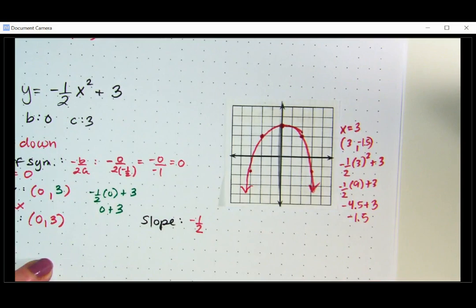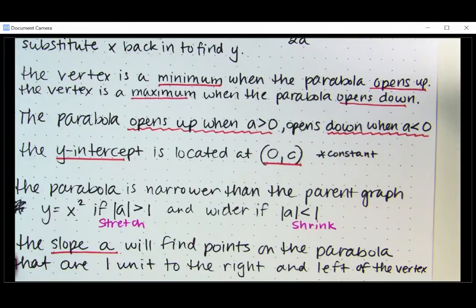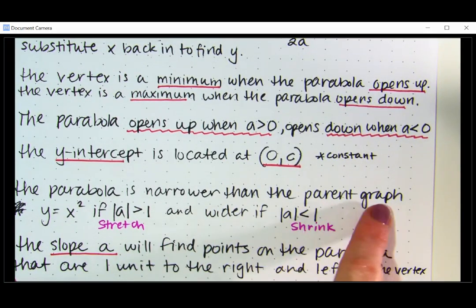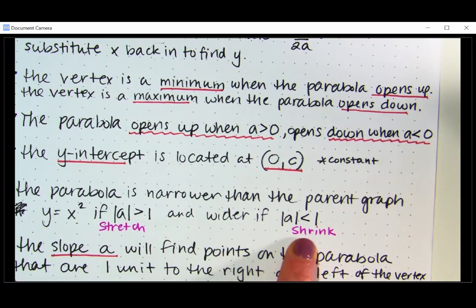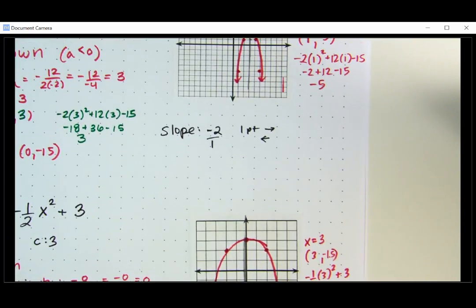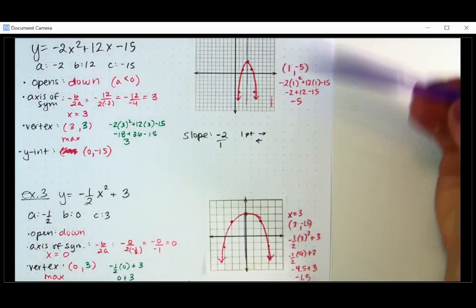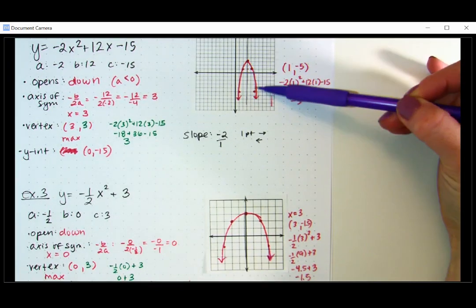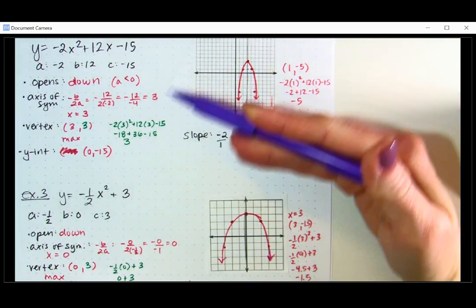So what you get is that parabola. And hopefully you notice what we said on our first page: the parabola is narrower than the parent graph if the absolute value is greater than 1, wider if the absolute value is less than 1. If we compare these two, see how this is more of the stretch. It's like it got stretched out. This is a shrink. It's got smushed.